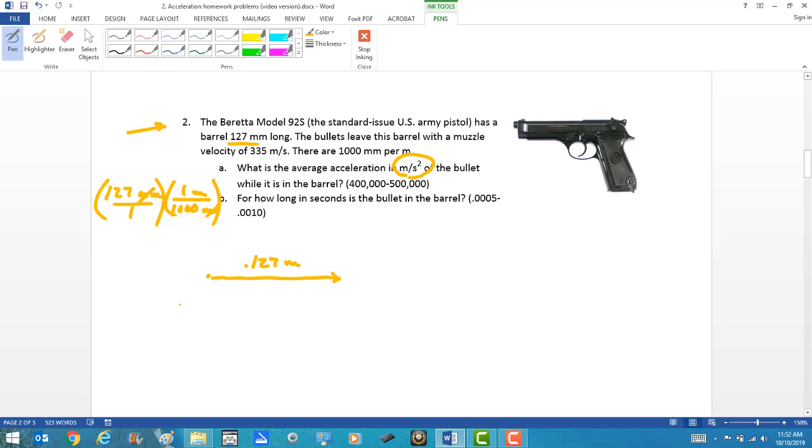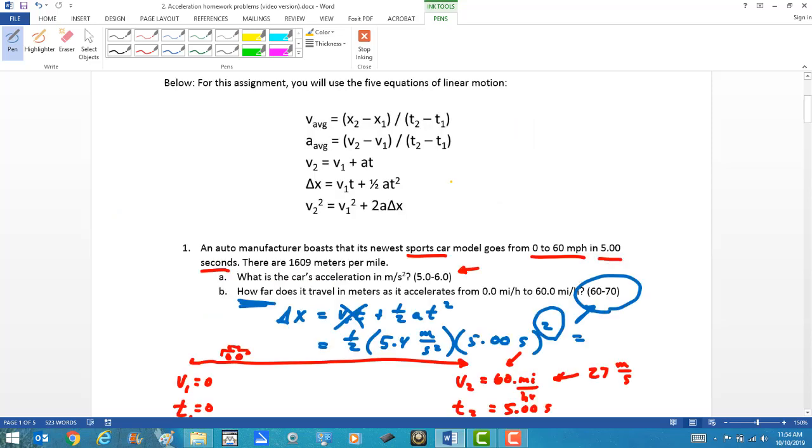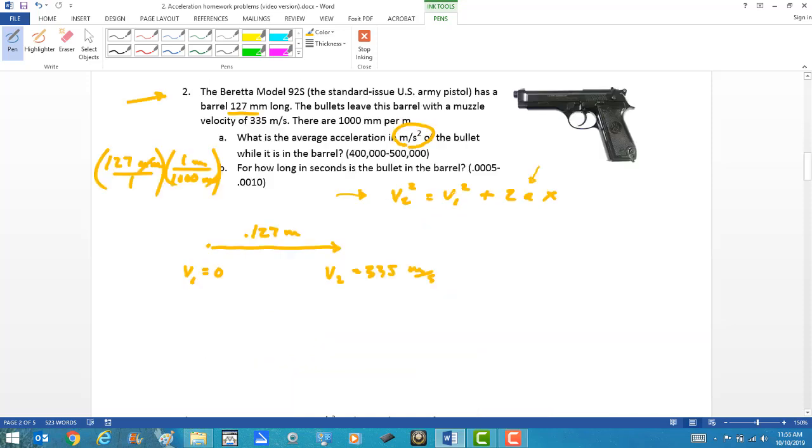And what else do we know? Velocity 1 before the bullet gets fired is 0, of course. Velocity 2, so come up again to the 5 equations of motion. So we can't use 3 and we can't use 4 because we don't know the time involved. So equation 5 is the one we would want to use for this. The initial velocity is 0, so that term drops out.